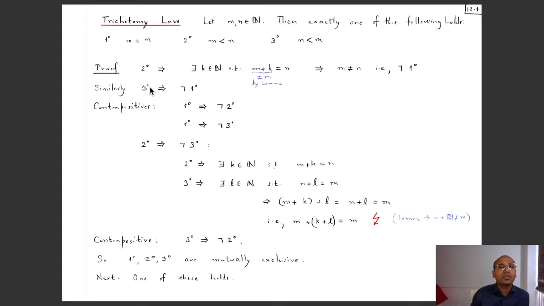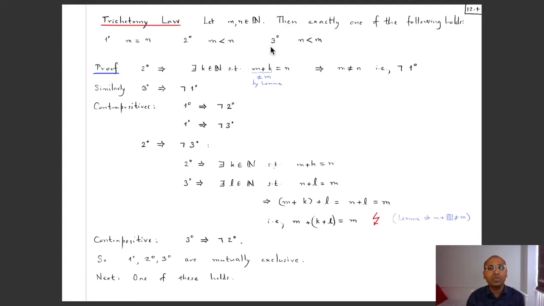So let's first show that at most one of these statements can hold. So no two can hold simultaneously. So let's first show that if 2 holds, then 1 cannot hold. Well, if 2 holds, that means that there exists a natural number k such that when added to this m, you get n. So m plus k is equal to n. But by the lemma that we just showed, m plus k can't be equal to m. So n can't be equal to m. So we have got that 1 cannot hold. So this means that if 2 holds, then 1 cannot hold.